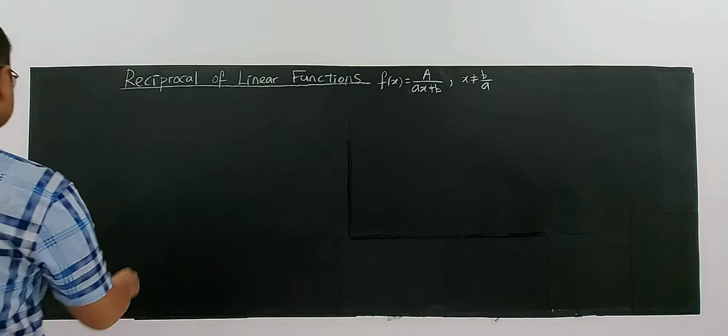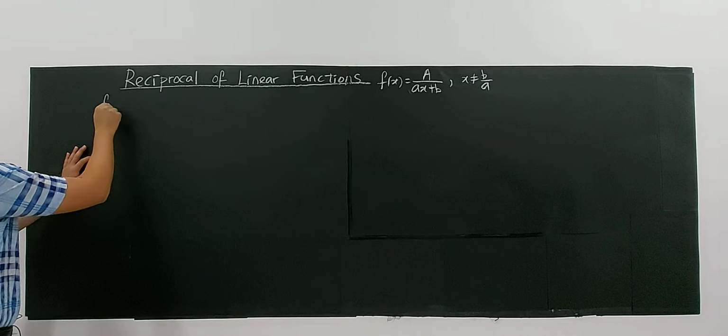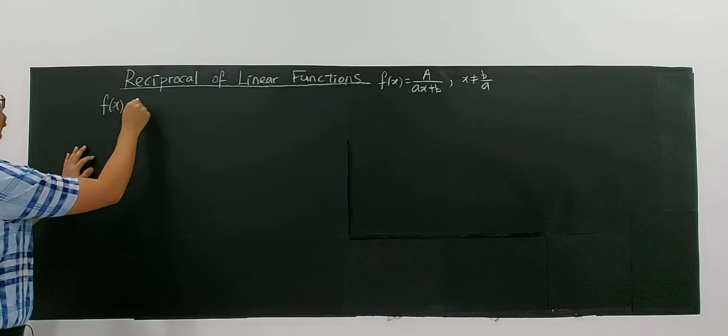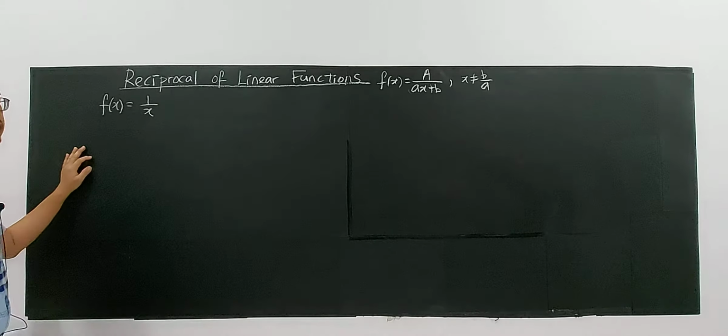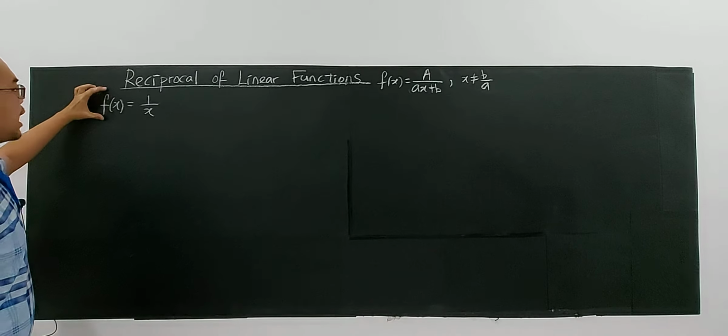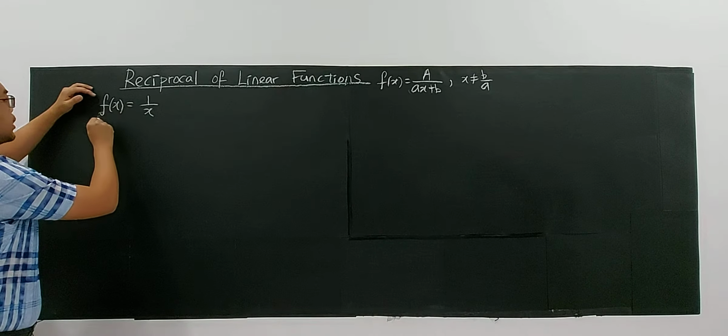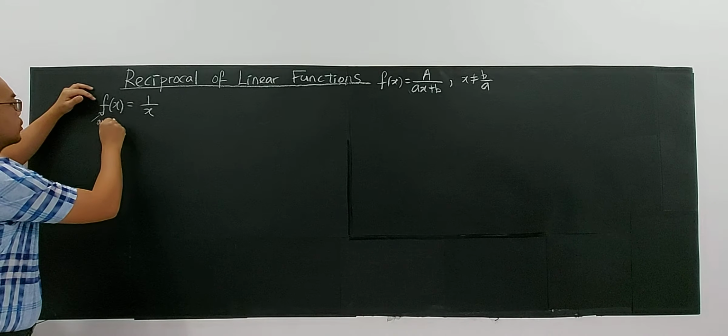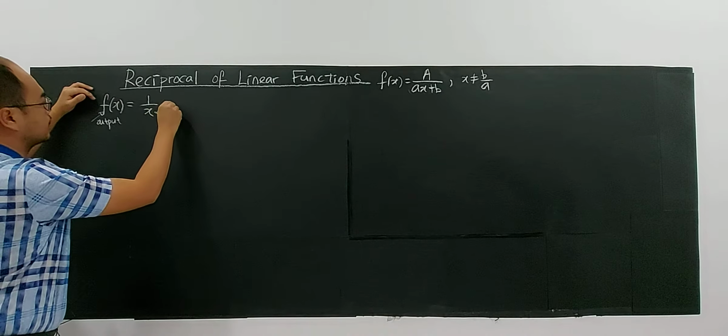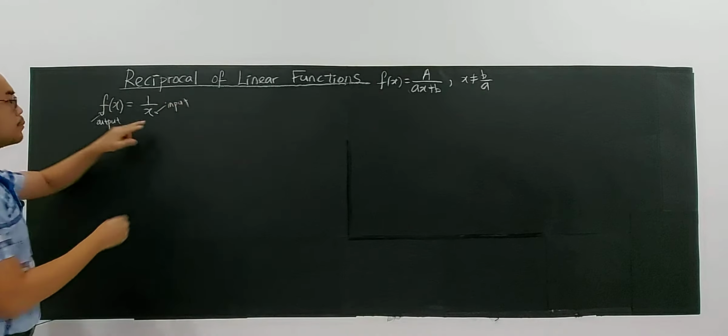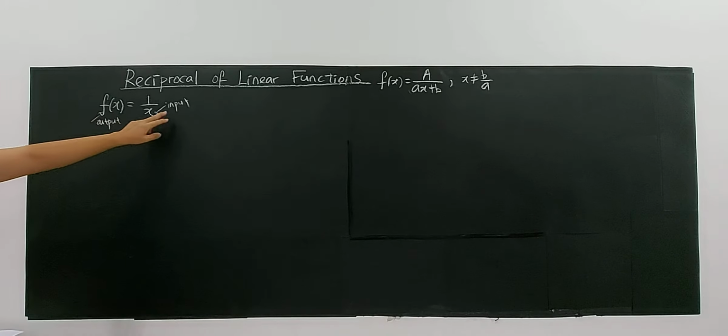So the most basic concept of a reciprocal function will be 1 over x. 1 over x is the most simple one. The output means the range, and this is your input. Your output and input. So the input will decide the output. So this will be your domain.